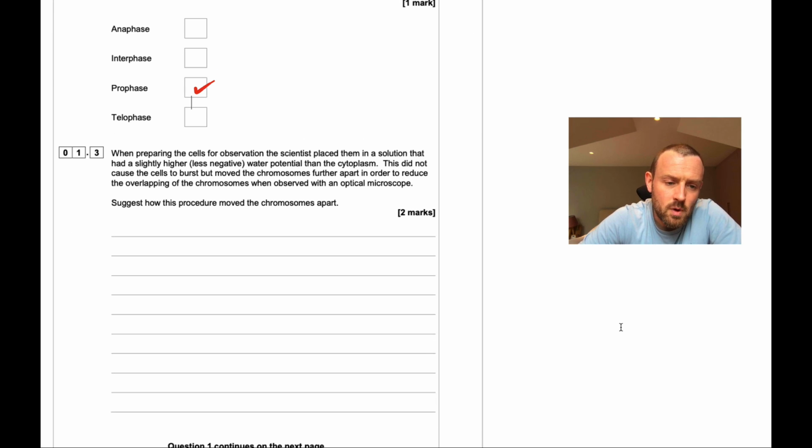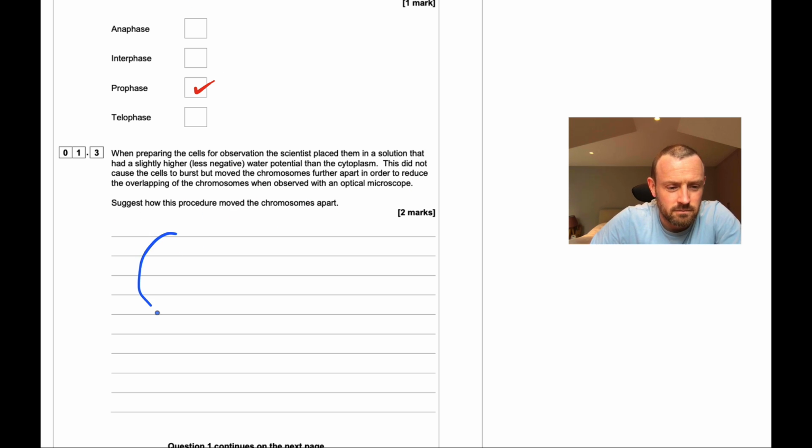1.3. When preparing the cells for observation, the scientists placed them in a solution that has slightly higher or less negative water potential than the cytoplasm. This did not cause the cells to burst, but moved the chromosomes further apart in order to reduce the overlapping of the chromosomes when observed with an optical microscope. Suggest how this procedure moved the chromosomes apart.